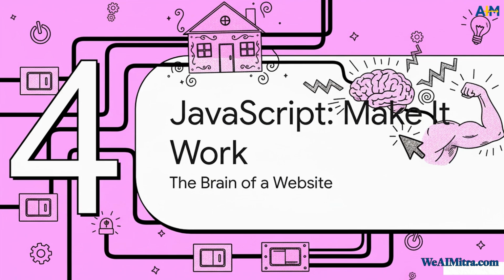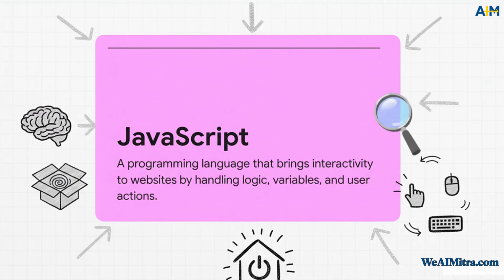All right, our house is built and it's looking good, but right now it's just a static model. Nothing actually works. You can't flip the switches or turn on the power. For that, we need JavaScript, the brain and the brawn of a website. Now remember how HTML was a markup language? Well, JavaScript is a true programming language. It handles all the logic, it stores information, and most importantly, it responds to what you, the user, do. It's the code that's constantly listening for your clicks, your scrolls, your keyboard presses, and it makes the page react. It's what brings the house to life.